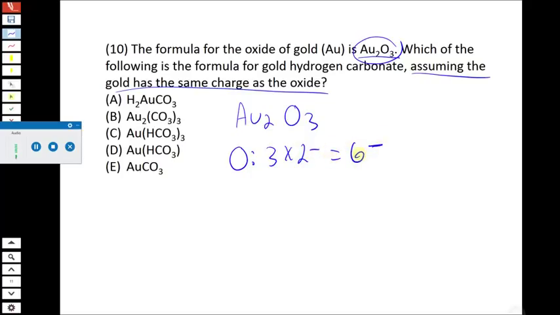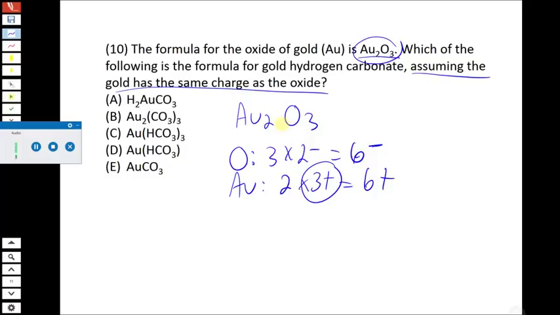So we have 6 negative charges from the oxygen, and that means the 2 golds have to add up to a +6 charge overall, or 6+, I guess I'll write it the same way. If we have 2 gold atoms and the total charge has to be +6, what is the charge on each gold going to be? 3+. So that's going to be the charge on gold. Again, you can't look at the periodic table and easily predict that gold is going to form a +3 cation, but once we know the formula of the oxide, that's what we can figure out.